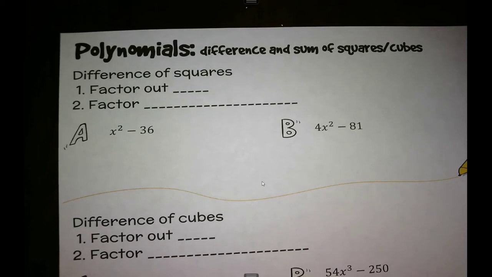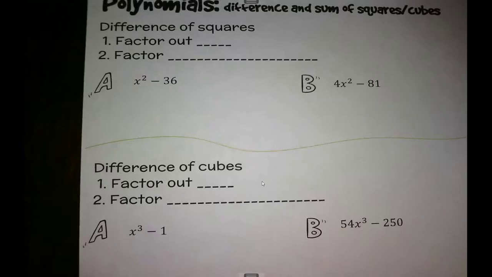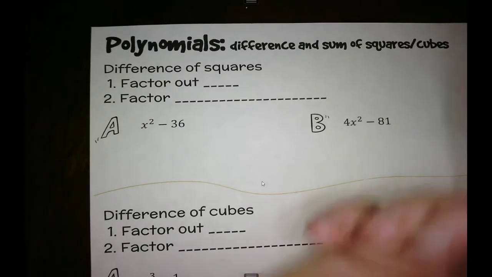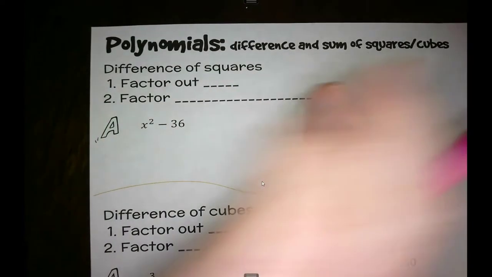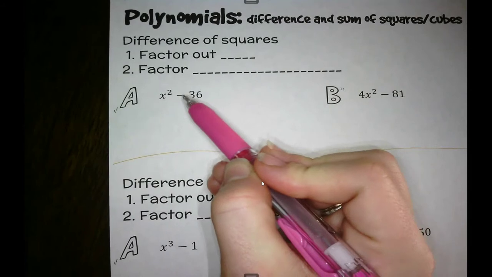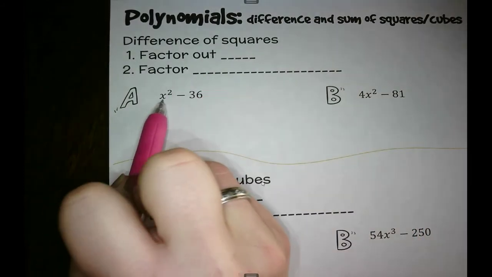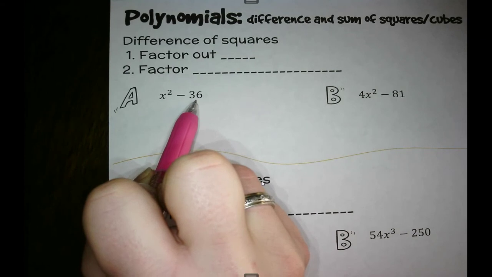Okay, we are going to look at 3 different methods of factoring: our difference of squares, difference of cubes, and our sum of cubes. So our difference of squares are going to be examples like this, where there's no middle term with an x. But this is a perfect square, and this is a perfect square.